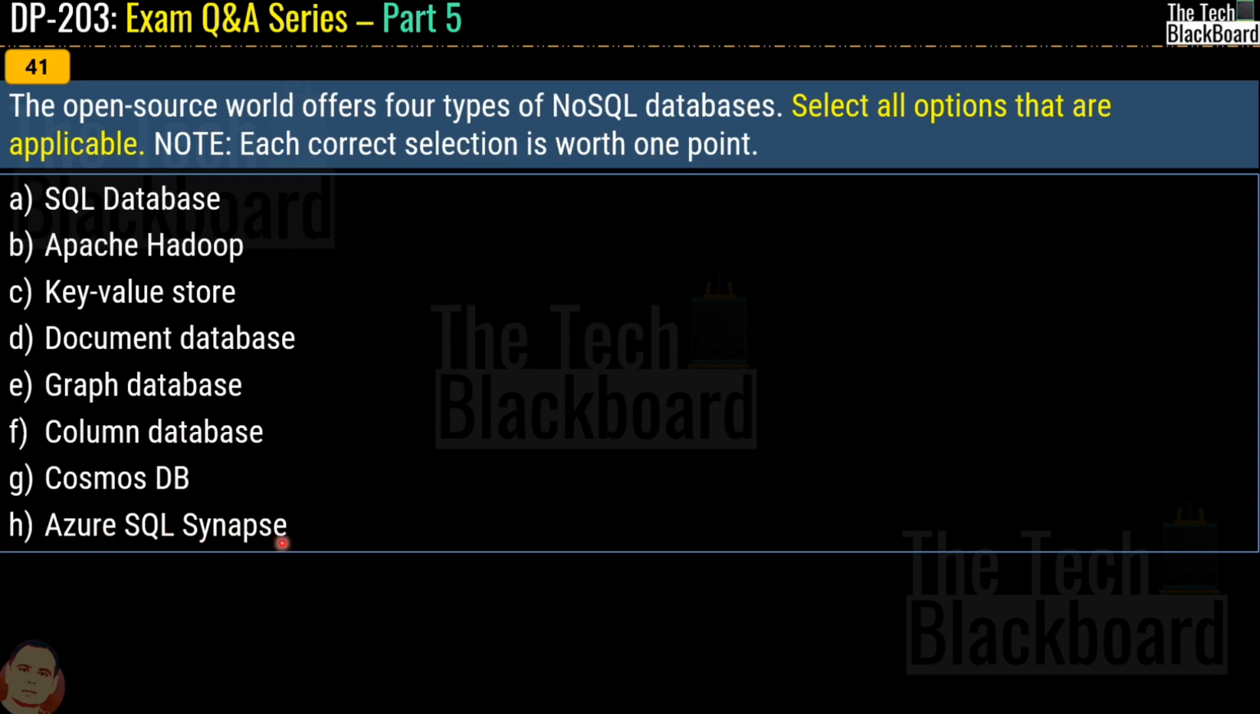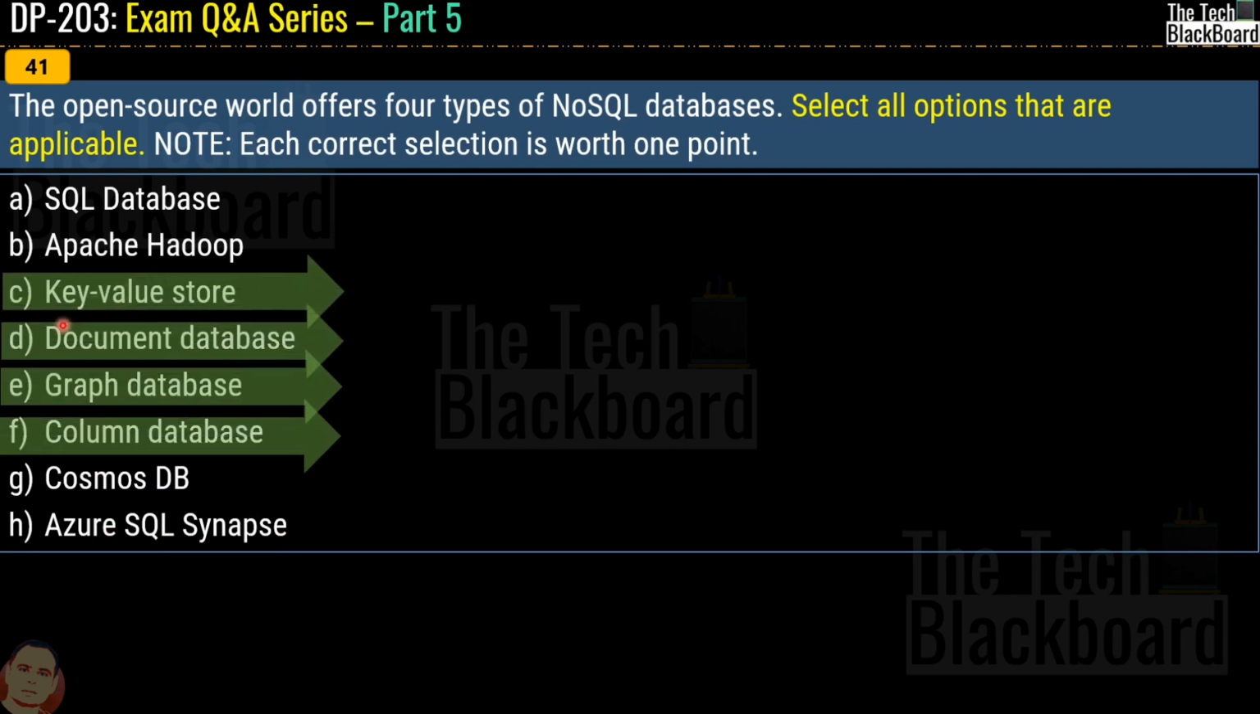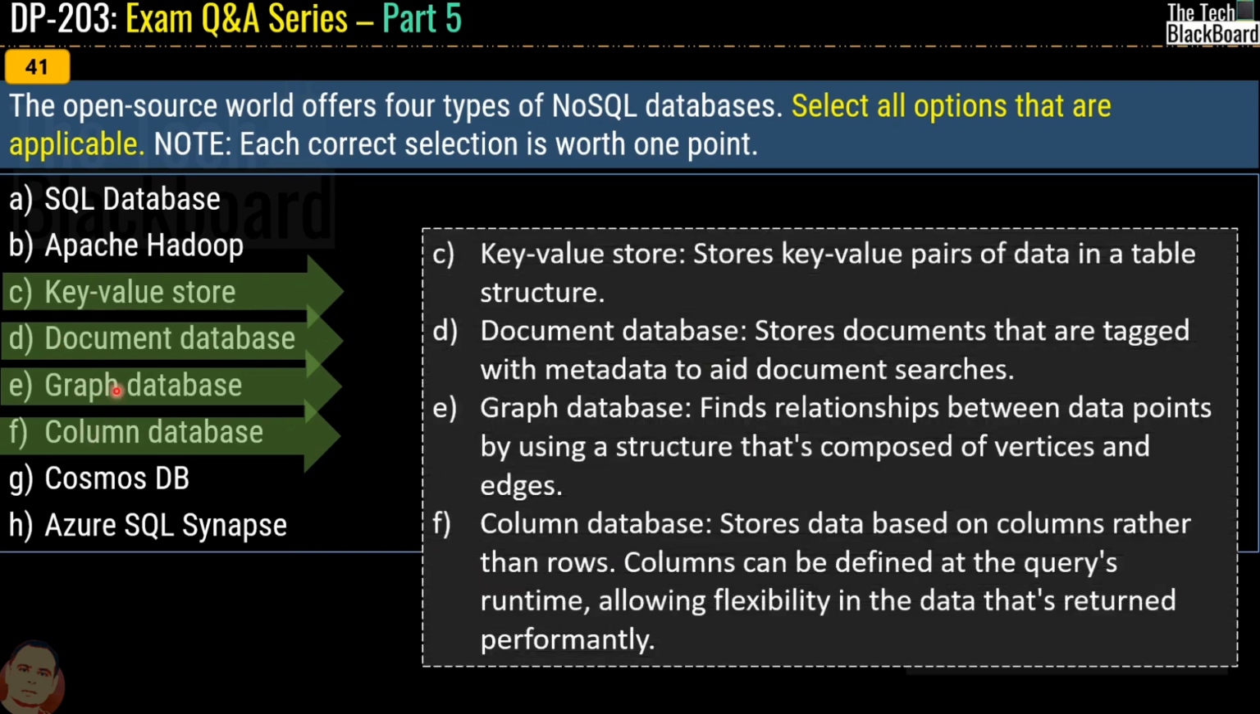The correct answer for this question is option C, option D, option E, and option F. Now let me give you a little bit more detail on each of the correct options. So the key value store stores the key value pairs of data in a table structure. Coming to the document database, that stores the documents that are tagged with metadata to aid the document searches.